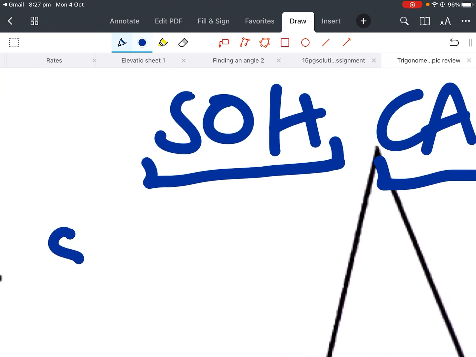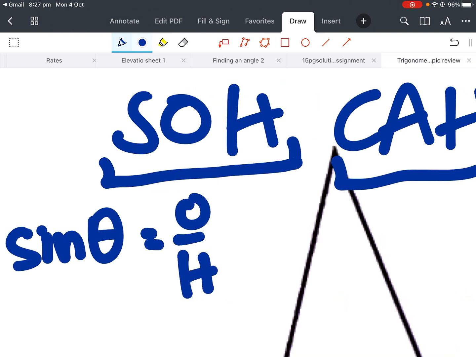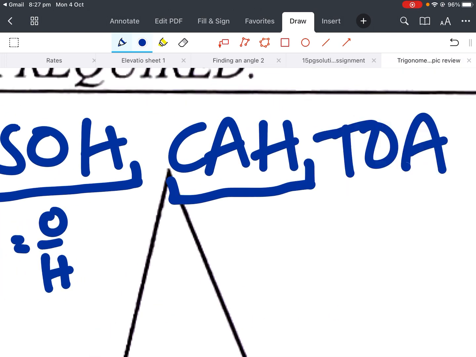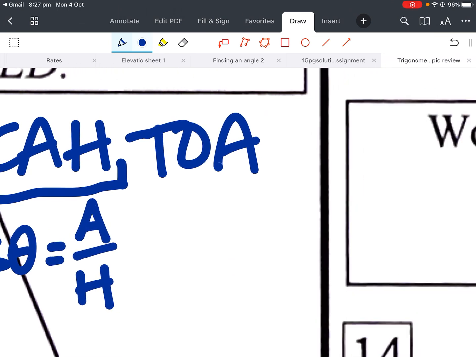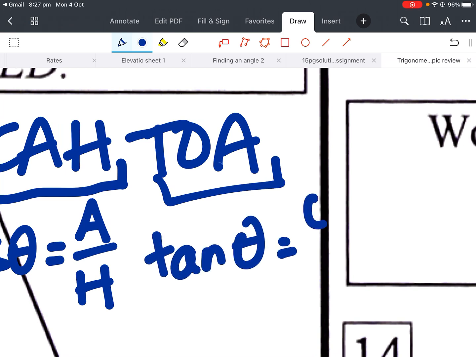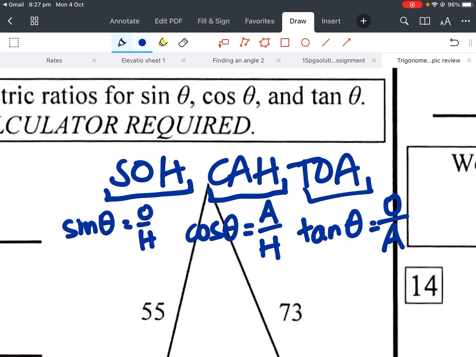I'll write them down here. Sine theta equals O over H. CAH stands for cos theta equals A over H. They're those sides that we just did up the top. And TOA stands for tan theta equals opposite over adjacent. Okay, so they're the three formulas that you have to remember. SOH CAH TOA, or SOHCAHTOA, as sometimes it's said.